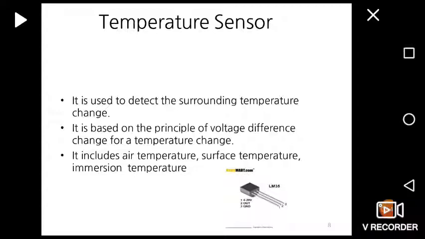Temperature sensor. It is used to detect surrounding temperature change. It is based on the principle of voltage difference change with the temperature change. It includes air temperature, surface temperature, and immersion temperature. Various types of temperature sensors are available: RTD, thermocouple, thermistor. So many temperature sensors are available for robotics.